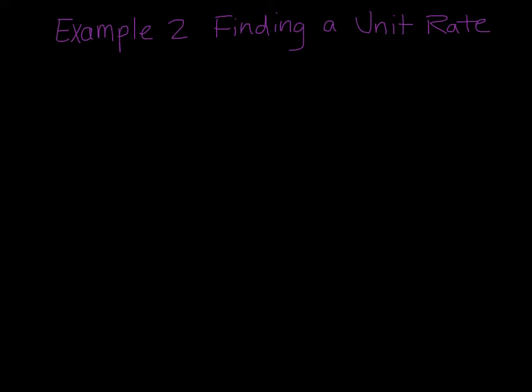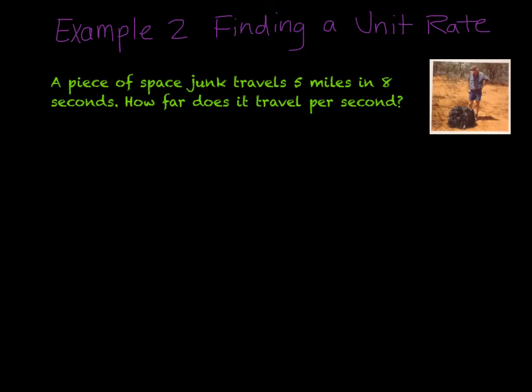Example 2 is called finding a unit rate. So this time we're going to learn how to use a ratio table to divide and find an equivalent rate. So the problem says a piece of space junk travels 5 miles in 8 seconds. How far does it travel per second?